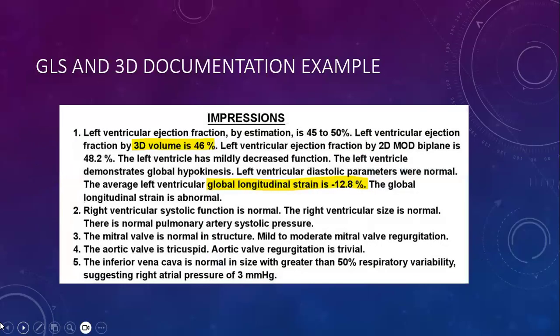So here's a quick example of what you would like to see for 3D and for GLS or myocardial strain. So you have 3D volume is 46%. They told you they used 3D imaging, and here is the finding. For the GLS, it is a negative 12.8%. And then they also told you that the global longitudinal strain is abnormal. This is a great example of what you want to see in your report for either 3D or your GLS.